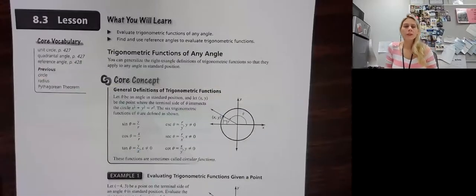Good morning. So we are going to do 8.3, which is finding the ratio or the evaluation of any trig function using any radius. So last class, we created the unit circle and we talked about the special right triangles, your ratios of your sides, and what a unit circle meant.